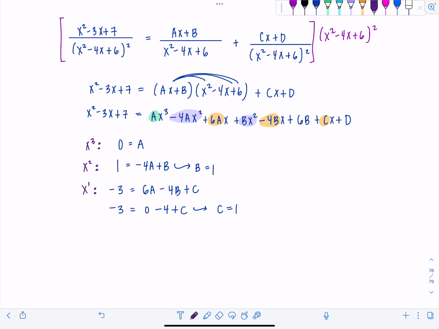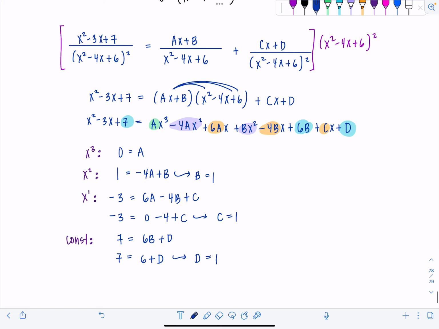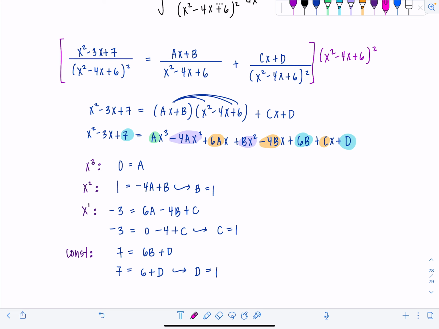And then lastly, we have to figure out what the coefficients for all the constants are. So notice 7 is the constant on the left-hand side. What are my constant terms? The ones that don't have x in them. 6b plus d. Well, I already know b is 1, so 7 equals 6 plus d, so d is 1. Okay, that means if a is 0, I have 0x plus 1 in the numerator here, and then c is 1, so that's 1x plus 1.